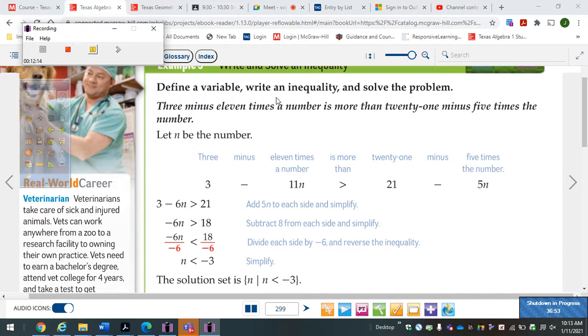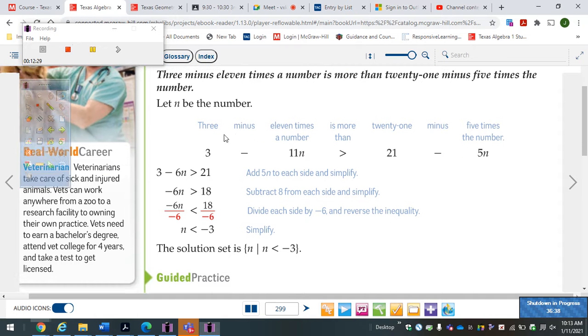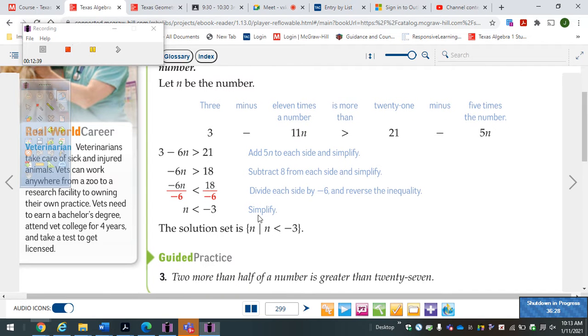Okay. Same thing. Let's add some words. Define a variable, write an inequality, and solve the problem. So 3 minus 11 times a number is more than 21 minus 5 times the number. So let n be the number. 3 minus just translates, 11 times the number is more than. This is more than. It's greater. You see the same? 21 minus 5 times that same number. Set it up, solve the equation.